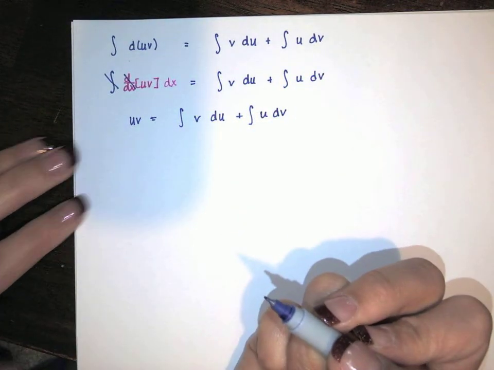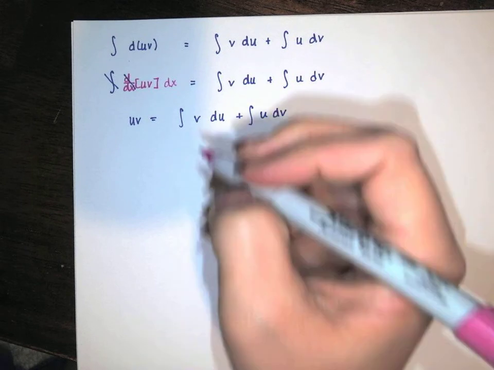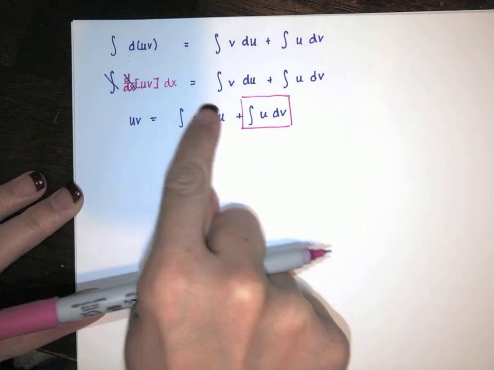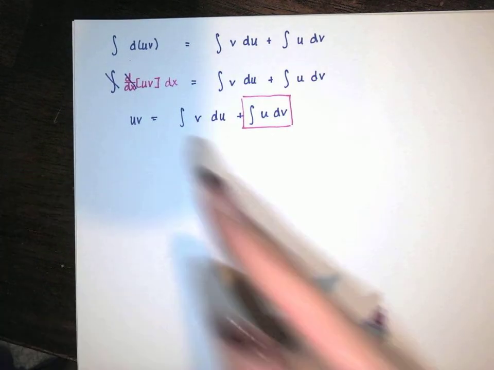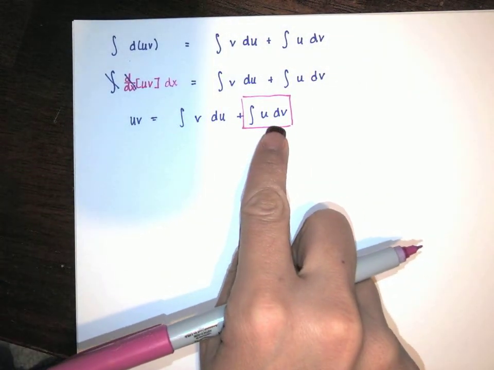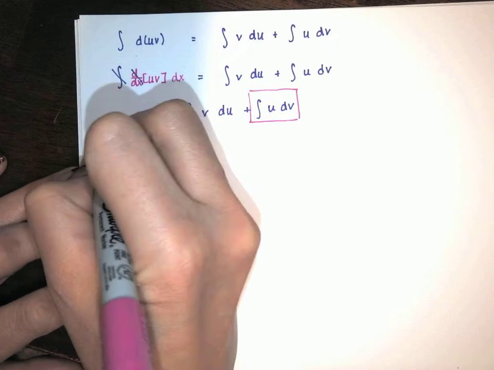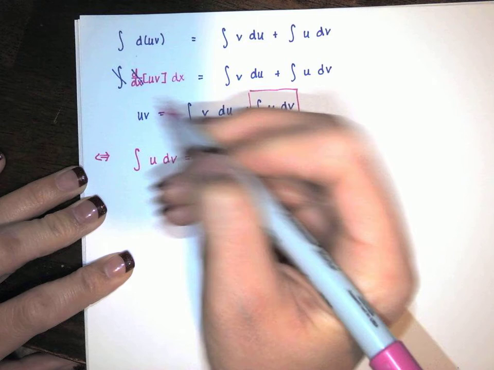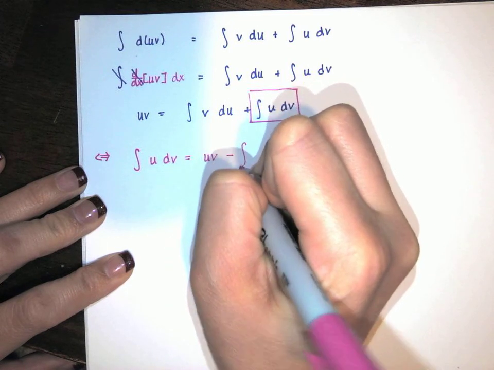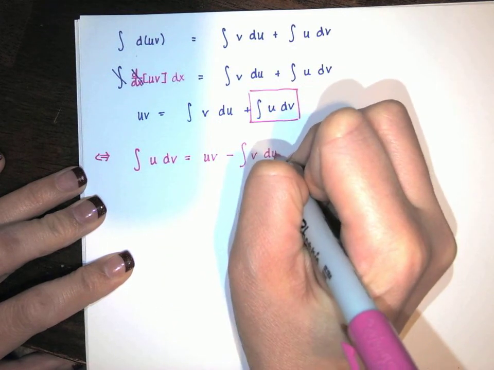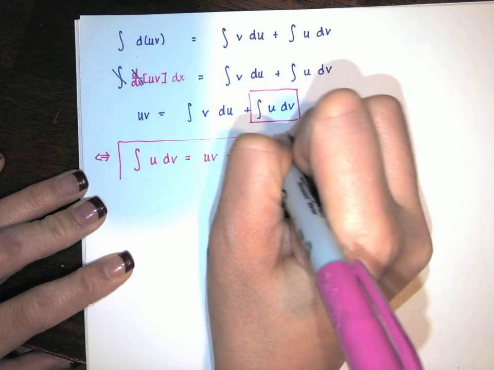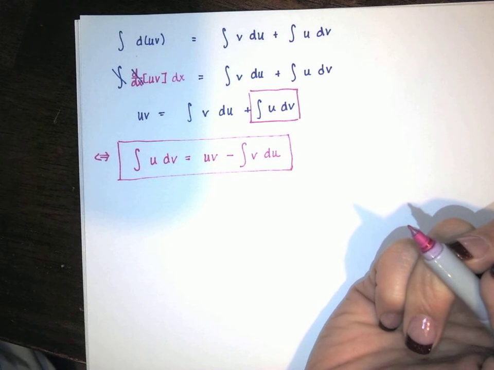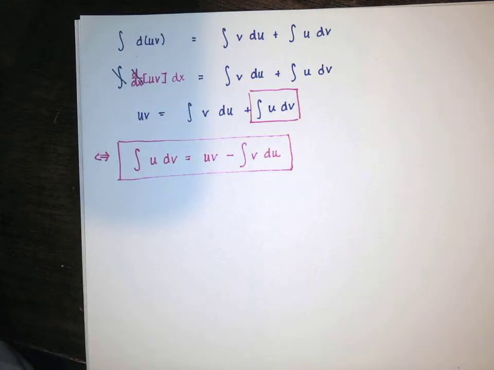And we're almost there. Integration by parts says, look at this guy by itself. I'm going to subtract this term from both sides and then rearrange the equation so that this is on the left instead of the right. So this is equivalent to the integral of u dv equals uv minus the integral of v du. And that's our formula. It's basically just the product rule in reverse.